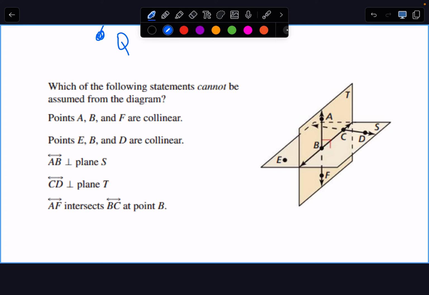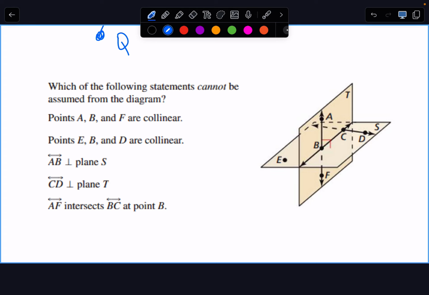Okay, AB is perpendicular to plane S. It's coming in. It has these symbols. But then CD intersecting plane T is not correct, right? And then AF intersects BC at point B. True. Yeah. So that's a check, no check.